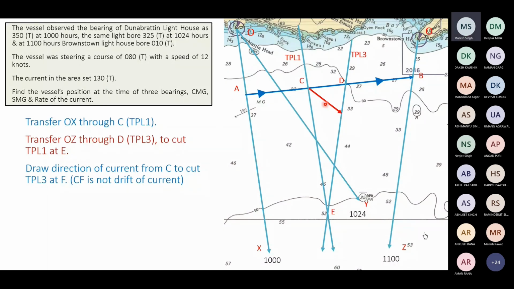Now this line, when you plot it on the chart, is going to meet the TPL3 at a certain point. So this will meet TPL3 at a certain point. Let's name this point as F. So you can see F point on the chart now.